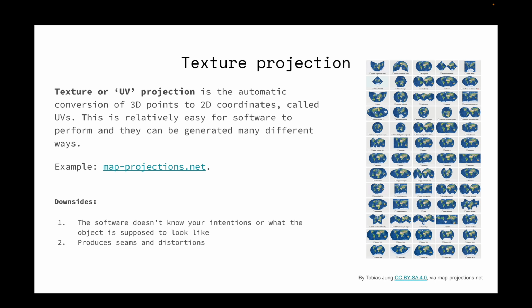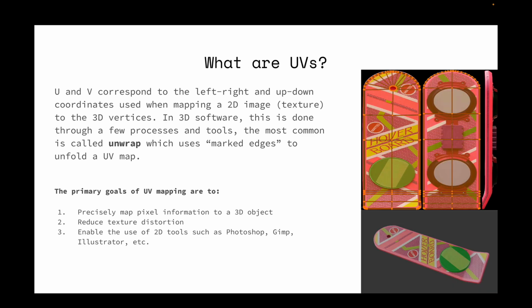And while this is easy for software to do, there are some downsides. For instance, the software doesn't know your intentions. It doesn't know what the object is supposed to look like. There are typically always some kind of distortion involved, and you're likely to end up seeing seams between certain textures. On the right-hand side, we can see some of the various ways that planet Earth has been projected onto a 2D image from a spherical shape.